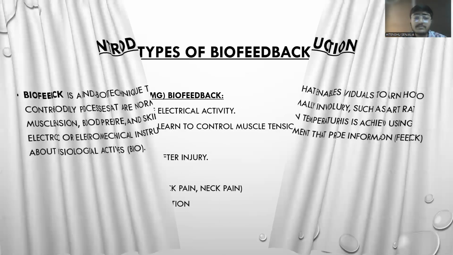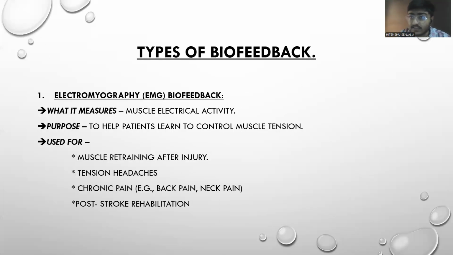Now we can see the types of biofeedback. There are several types of biofeedback which we can use for different techniques. The first one is electromyography biofeedback. In electromyography feedback, we can measure the muscle's electrical activity, the contraction and relaxation of the muscle. We can diagnose or observe that. The purpose of using EMG is to help the patient learn to control muscle tension.